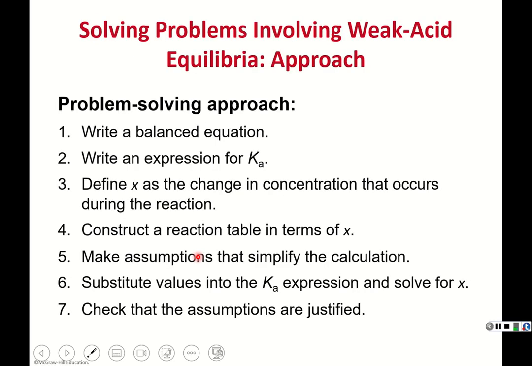Let's remind ourselves the approach we take when we solve an acid-base equilibria problem. We mentioned this at the end of last lecture. First, write down the balanced equation, then you can derive the expression for Ka, then you define X as the change in concentration that's occurring during this acid-base reaction. You construct your reaction table, your ICE table, in terms of X. You make the simplifying assumptions, and you substitute those values in for Ka, and you can solve for X.